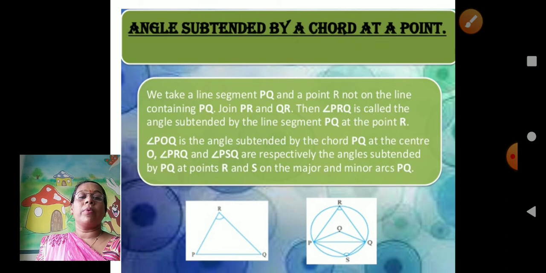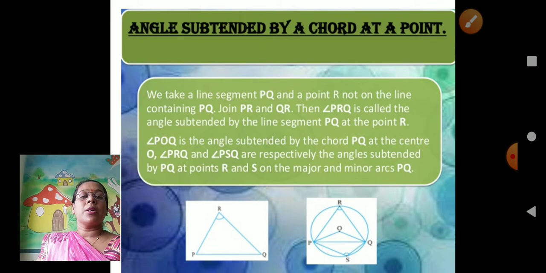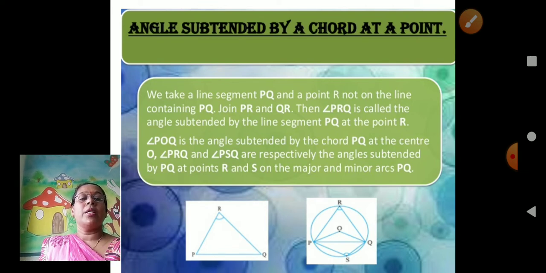Means there are 2 different situations. If R is on the circle, then PRQ is the angle subtended by PQ on the circle, and O is the center, then angle POQ is the angle subtended by the same chord PQ at the center of the circle. These are the 2 positions of the angles, and there is a specific relation between both the angles which is given in the theorem.